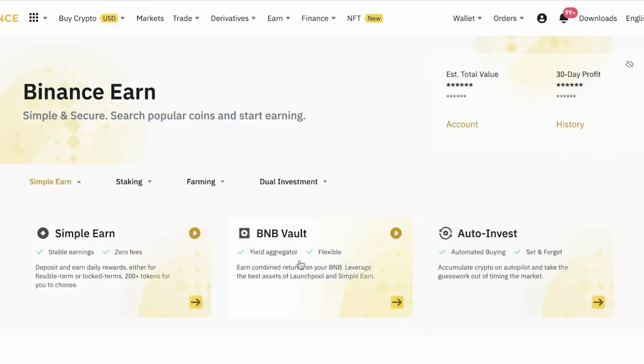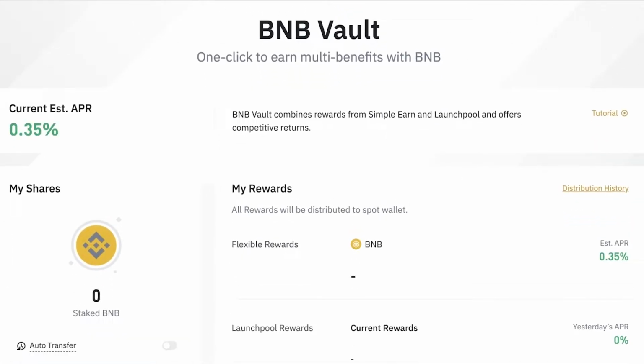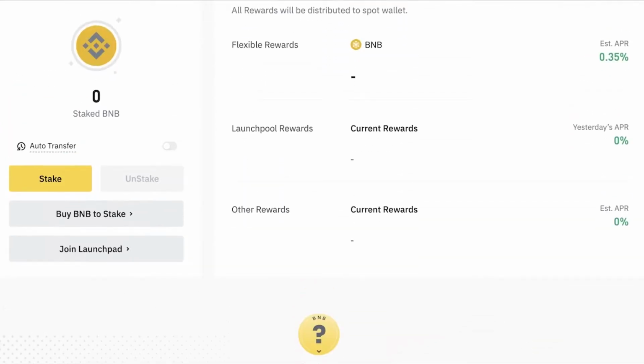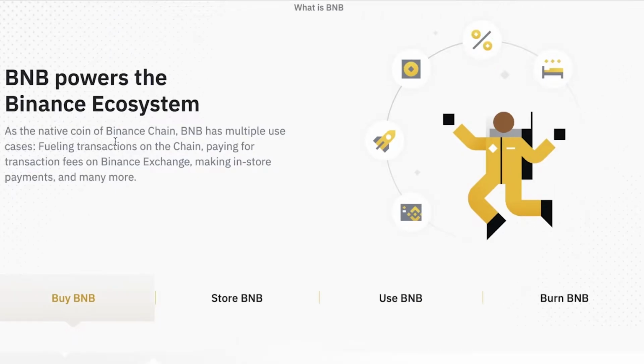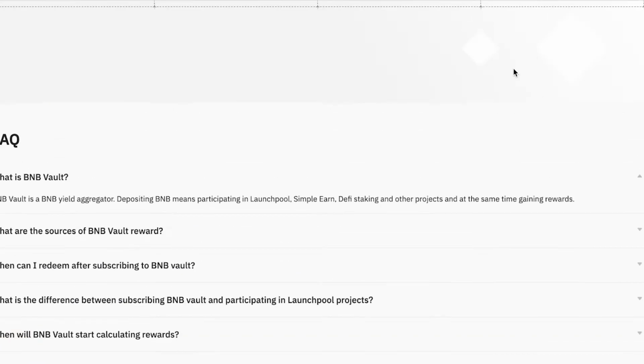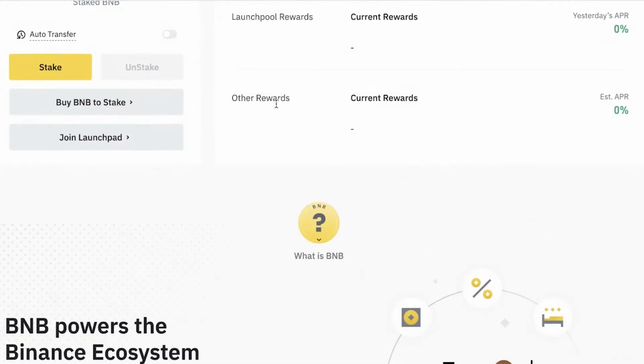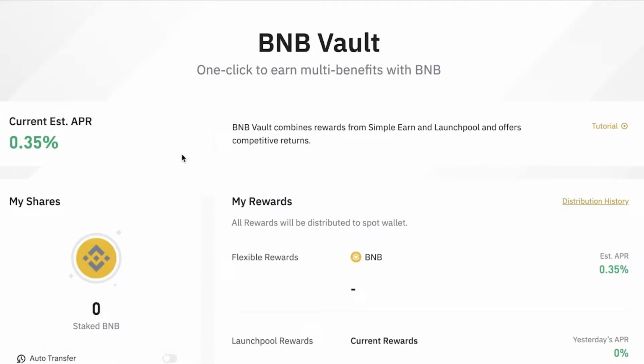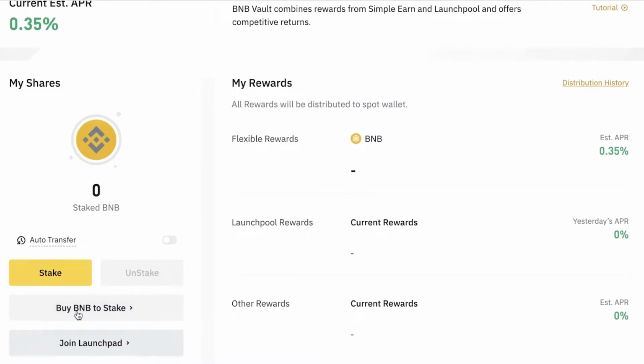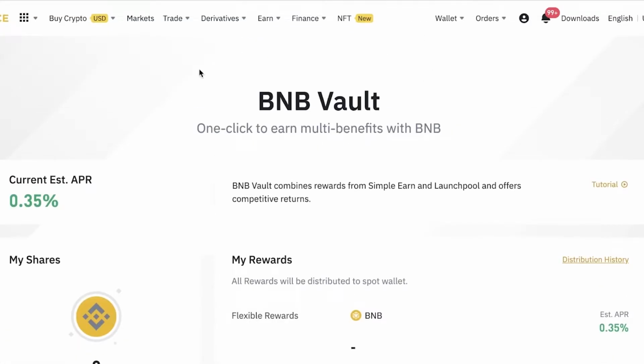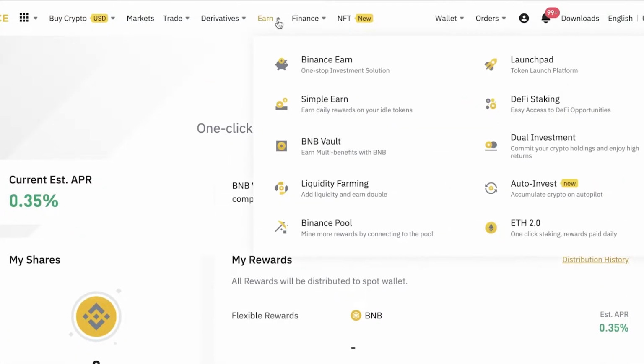Now, after that simple earn, you also have a BNB Vault, which is a flexible BNB aggregator. So this combines rewards from a simple earn section and a launch pool, which gives you more competitive returns. And what this basically is that you do some staking, and the BNB Vault actually means you're adding your money or staking your money into the launch pool. The more people that have staked the money in the BNB launch pool, the more higher the reward will be. So you can stake in this, although I don't recommend this because the other ways to earn are definitely more profitable on Binance Earn. So moving on to the next way, we have liquidity farming.